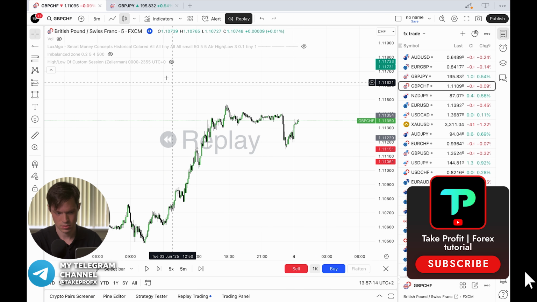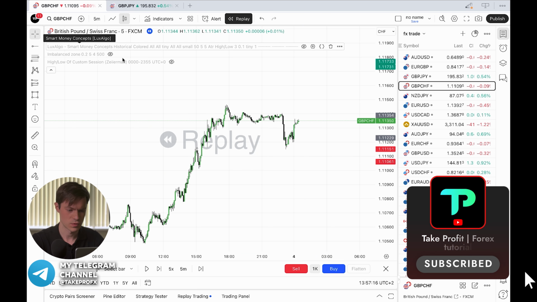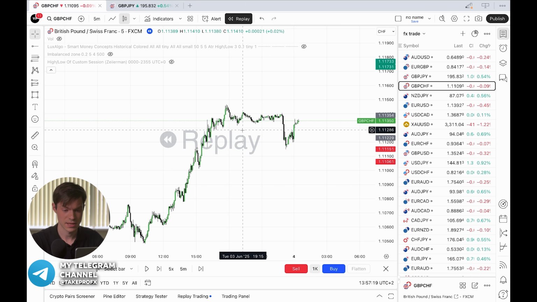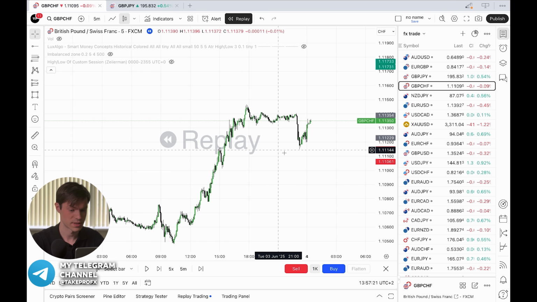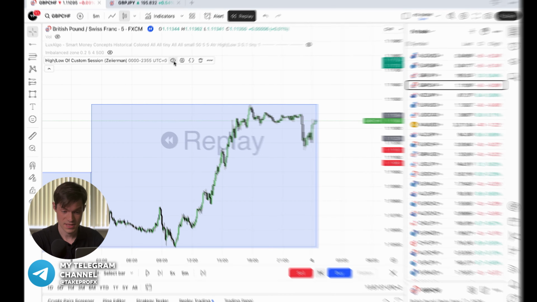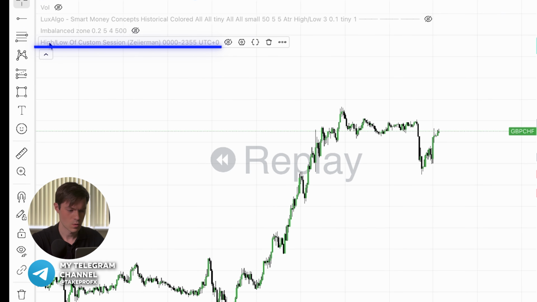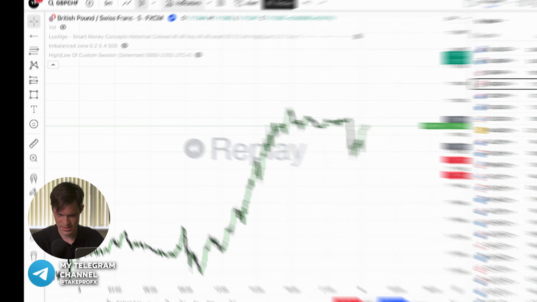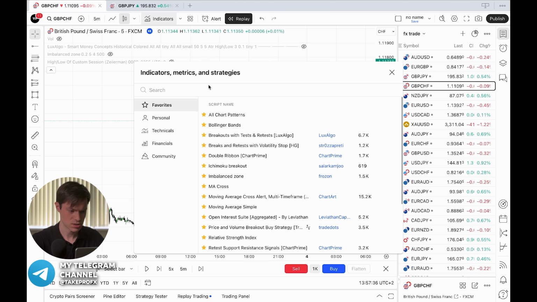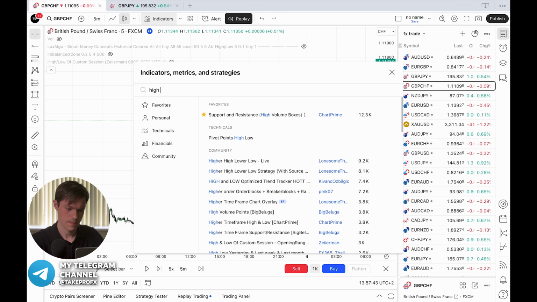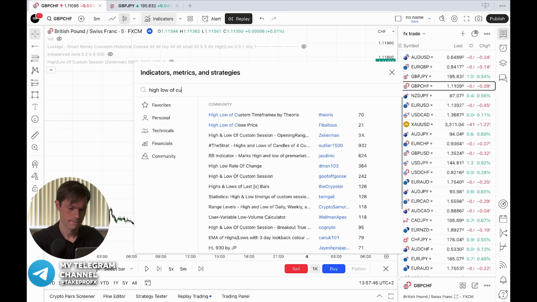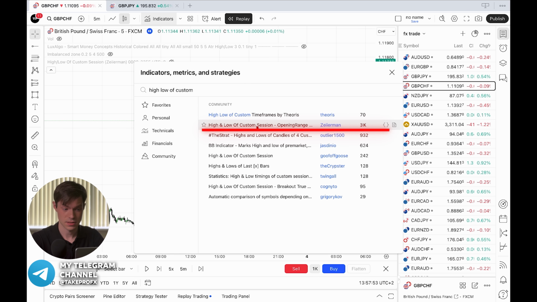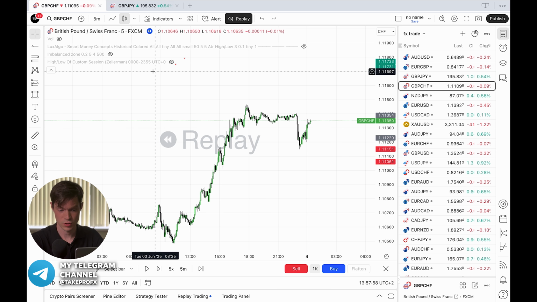What do we need? First, I'm now in the TradingView terminal, and this terminal will help us a lot today with analytics and opening trades. First, you need to add this wonderful indicator called high and low or custom session. It is very easy to add. Go to the indicators section and type in its name. Then add this indicator, which has 3,000 users. I have already added, so all you have to do is configure it.